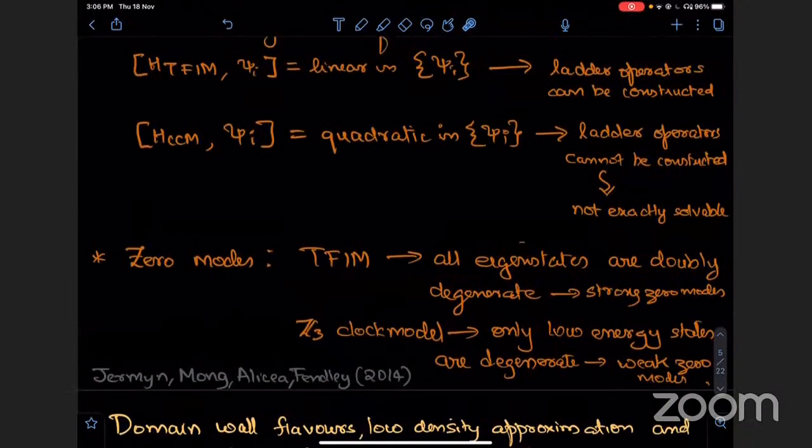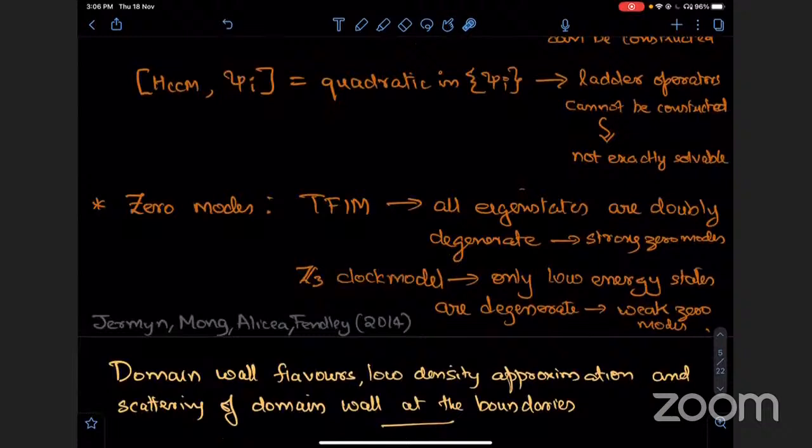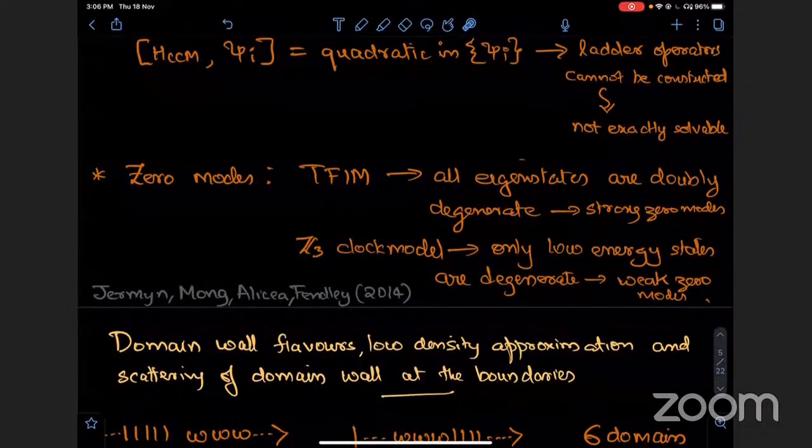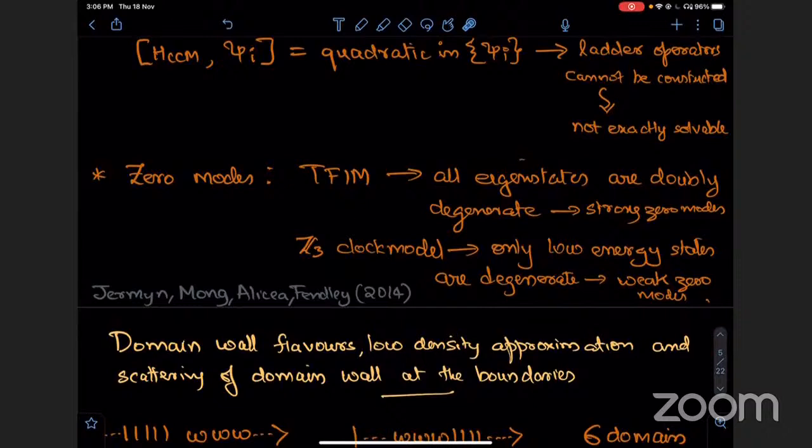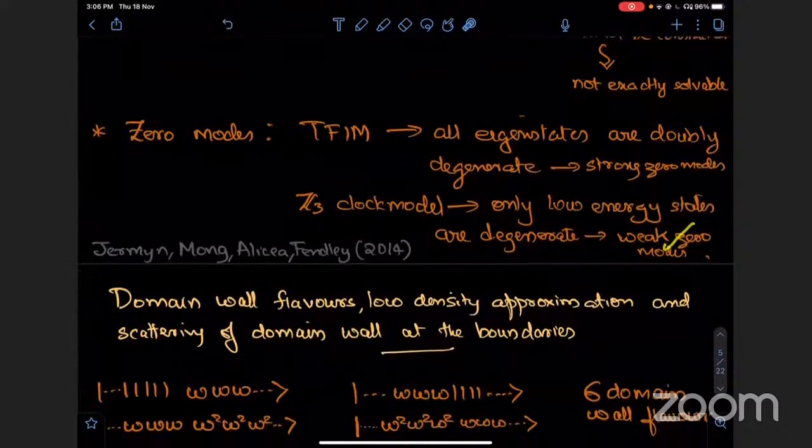The transverse field Ising model in the transformed variable has a boundary zero mode, which implies that every eigenstate is doubly degenerate. The Z3 clock model, however, doesn't have this property. Only the low energy modes are degenerate. We say that these have weak zero modes.